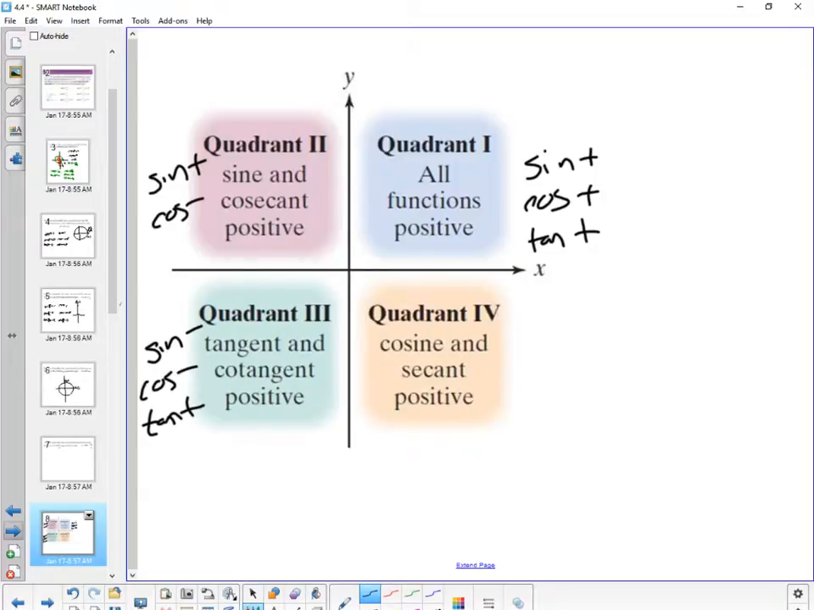And then finally we've got quadrant 4. Sine is negative. Cosine is positive. Tangent would be negative, because a negative over positive makes negative. Sine over cosine, right, is tangent.